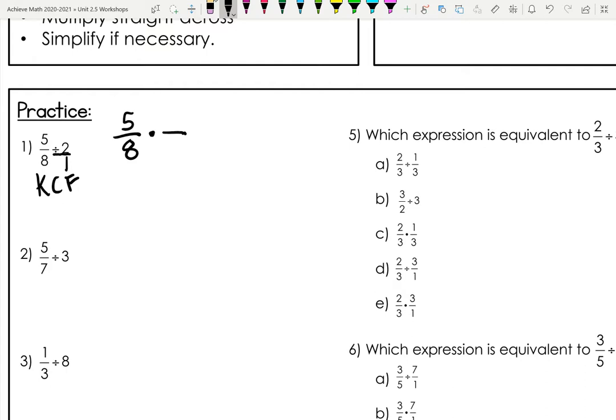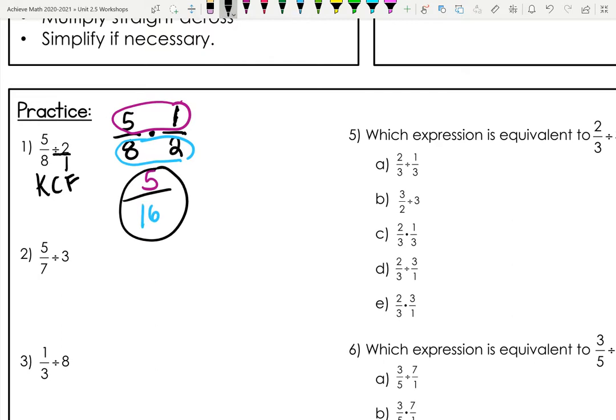So the 1's going to go in the numerator, the 2's going to go in the denominator, and now I just multiply across. 5 times 1 is going to become 5. 8 times 2 is going to become 16. 5/16 does not need to be reduced. That is going to be the quotient, even though I multiply. Remember, it started out as division.